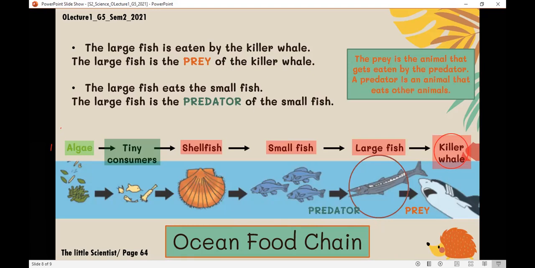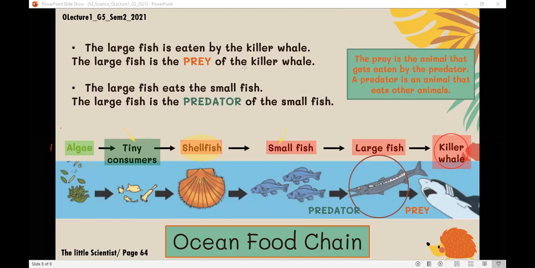Let me ask you some questions. Who is the prey of the shellfish? Wait a minute, we're talking about the shellfish. Who is the prey of the shellfish? The tiny consumers are the prey of the shellfish. Who is the predator of the shellfish? The small fish.